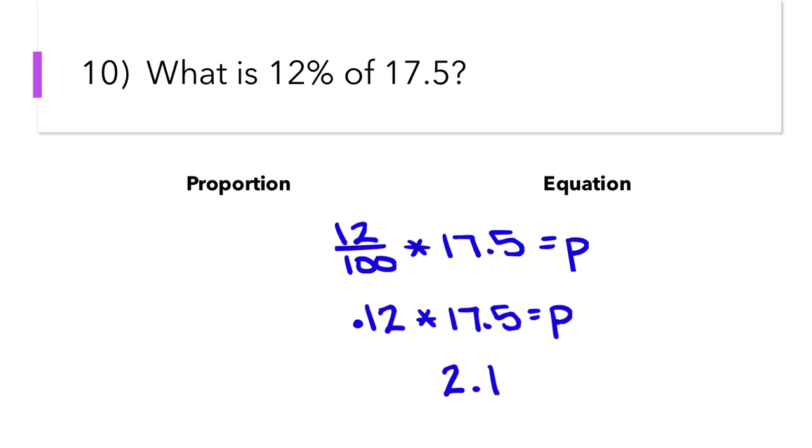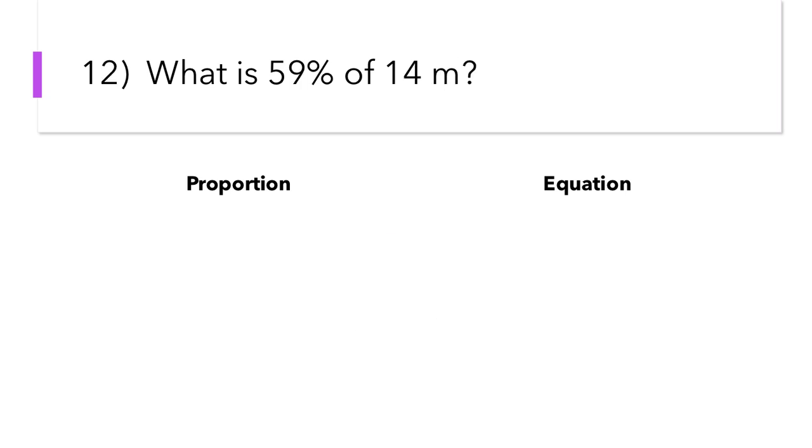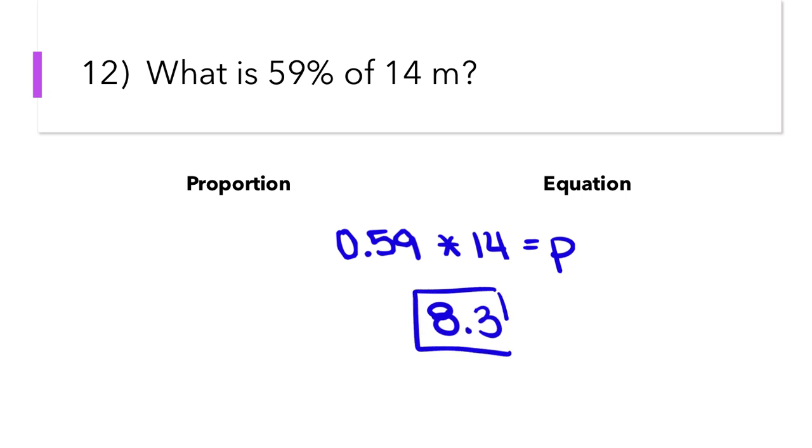All right, let's go to question 12. I want to know the equation that you wrote for number 12. Liza Jane. 0.59 times 14. Where did your 0.59 come from? 59 over 100, and then you divide it, and then you get 0.59. Perfect. What's the answer, Abigail? 8.3. Very good.